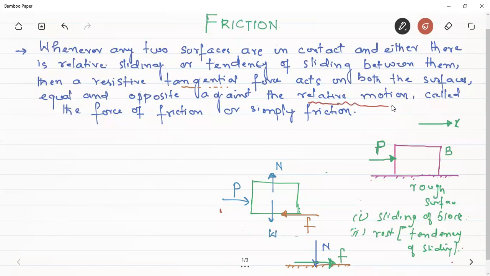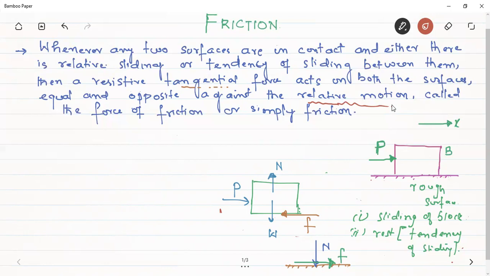So it is a misconception among the students that the friction force is against the motion. It is not against the motion, it is actually against the relative motion. Suppose a man is walking on the ground, moving in the forward direction. His motion is forward, and the force of friction is also in the forward direction, but his tendency to move is actually in the backward direction.